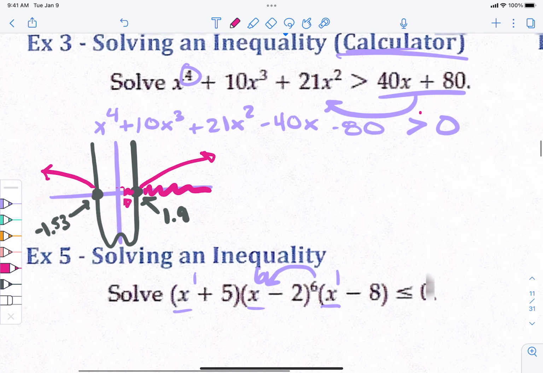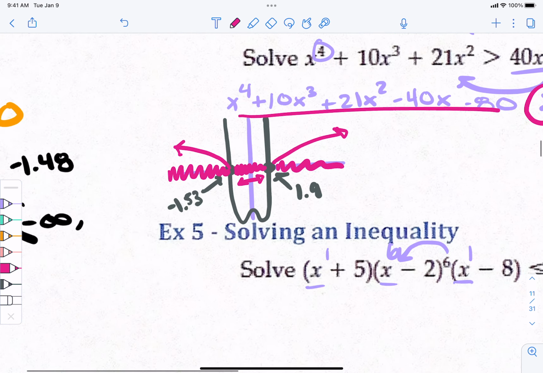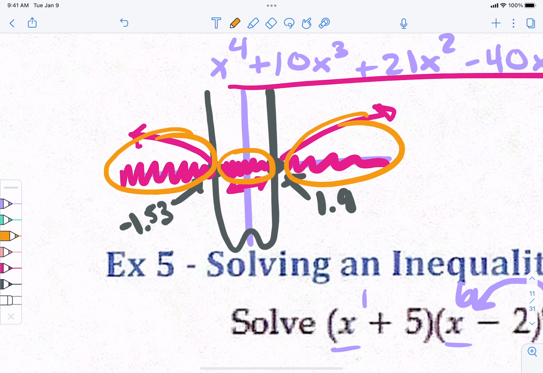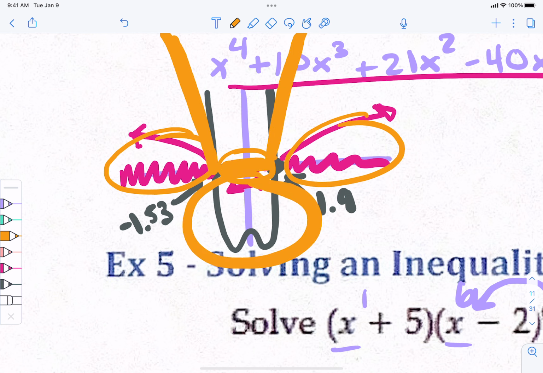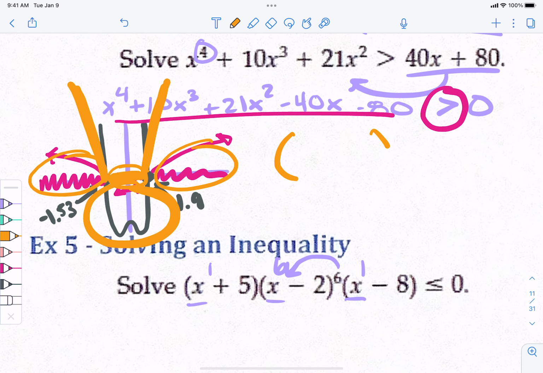I want to know when it is greater than 0. Do you see that? Where this function is greater than 0. That means above the x-axis, right? So is it going to be above the x-axis here, or here, or here? Both of the outside ones. You see where these little tails are going out, right? It is below the x-axis in between those 2 numbers. Do you see that? So if we write this in interval notation, right?